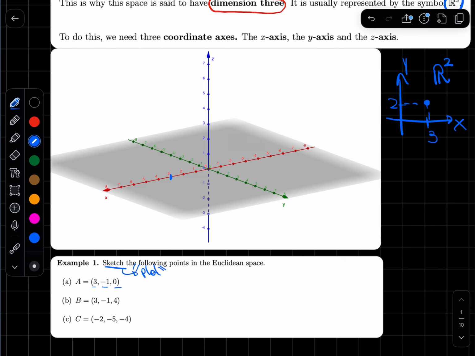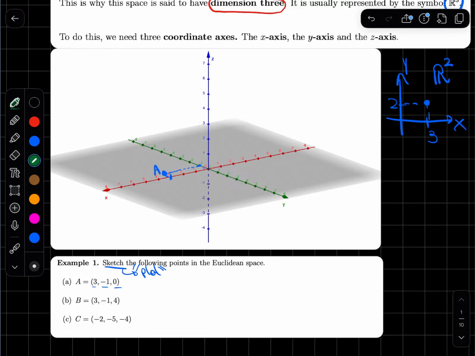Y equals -1, so I'm going to be moving that way now, right? So on the ground, I'd be sort of to the back here. But that's not point A yet. Well, actually it is, right? Because A does not lift off the ground. So point A is right here on the ground, on the floor in my room, okay?